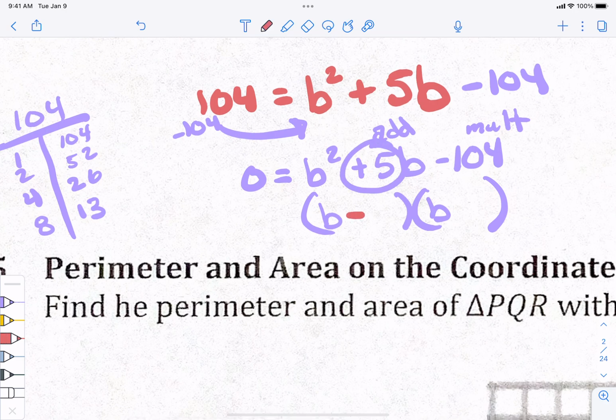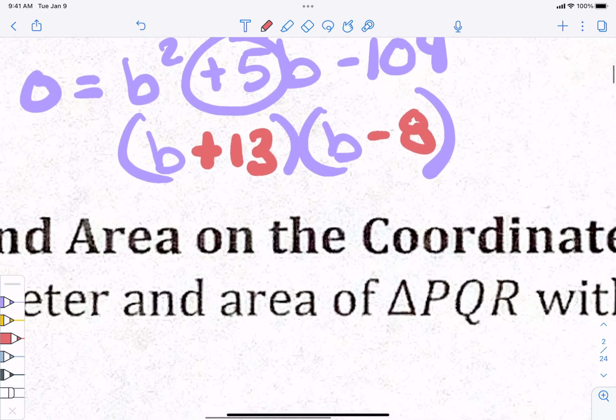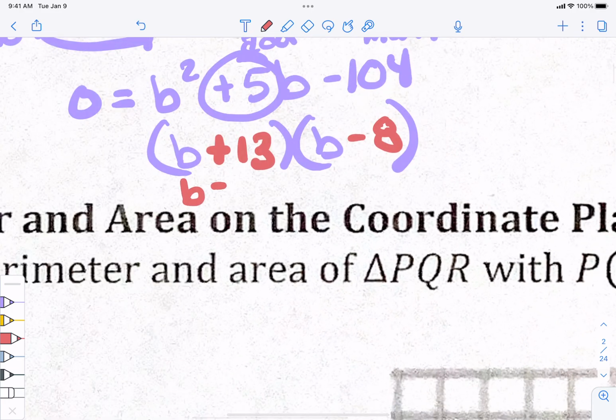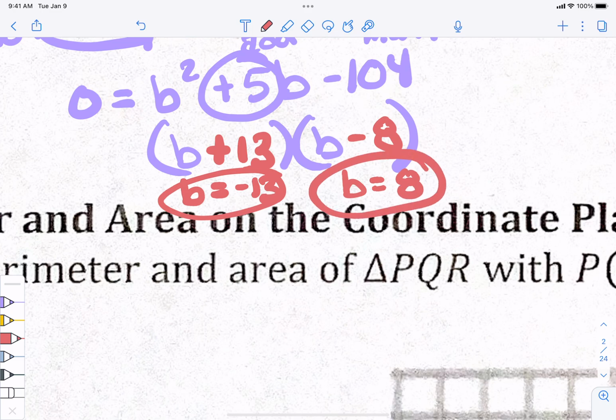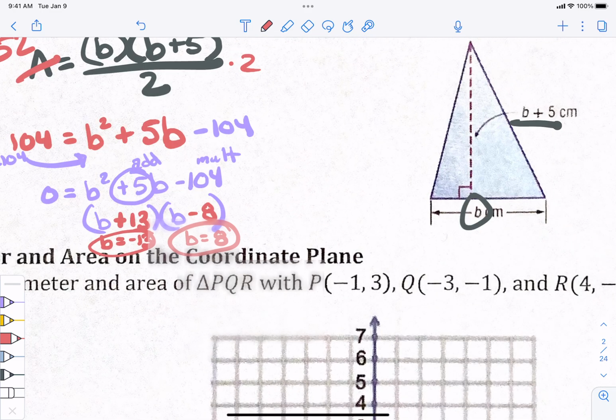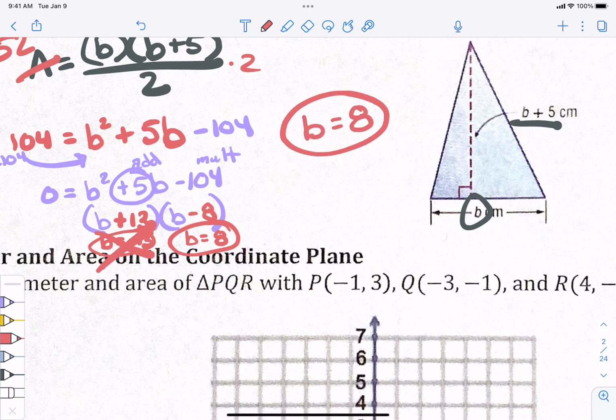So B, let's go plus 13 minus 8, right? Okay, but then that means B equals negative 13 and B equals positive 8. Now what does B stand for? The base. Which base do you want to use? 8. 13 is not going to work because it's negative, right? If the base is 8, what's the height going to be? Because you would add 5, right? Hey, that's kind of nice.